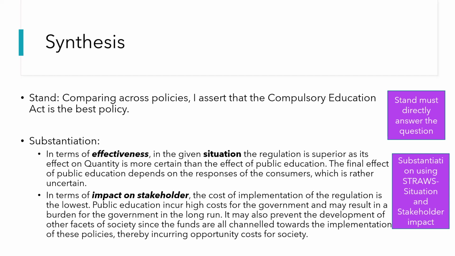Next up, we can talk about the impact on stakeholders. The stakeholder that we are concerned about right now is the government, because the government is the one enacting the policy. So what is important here is that we must look at the cost of implementation. We have already established from the start that compulsory education is actually not as expensive as other policies. So we can say that it may cost less compared to other policies.